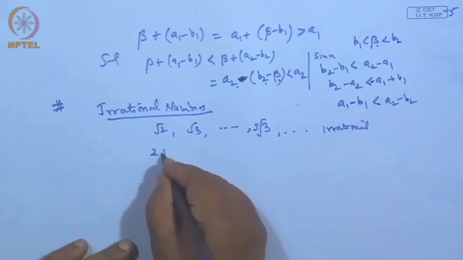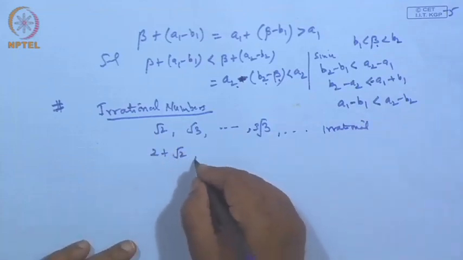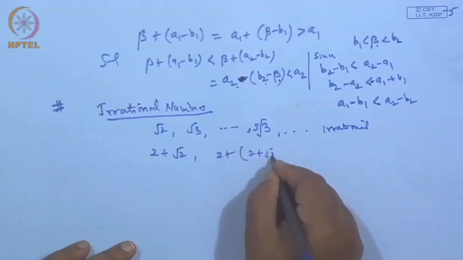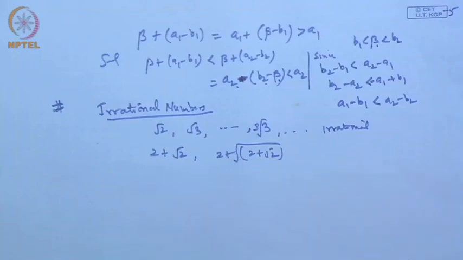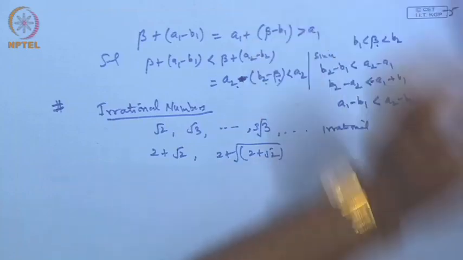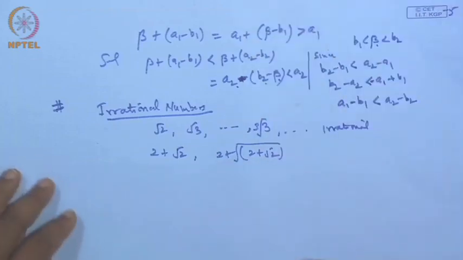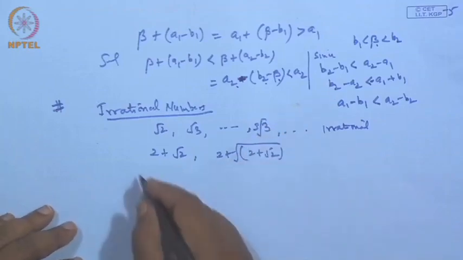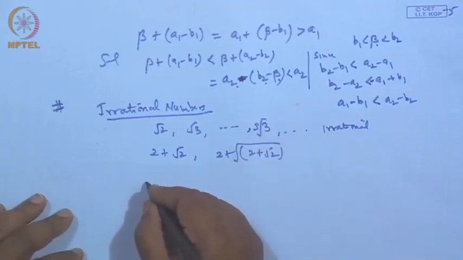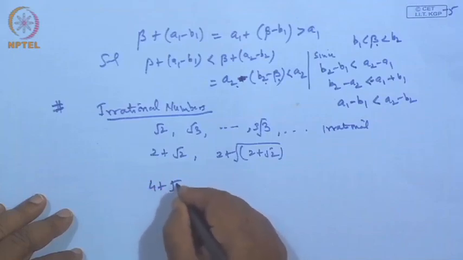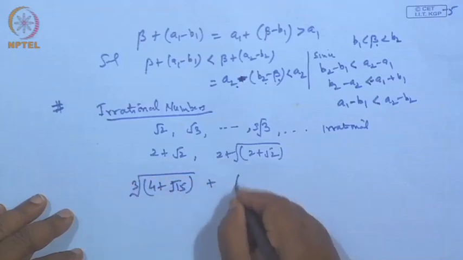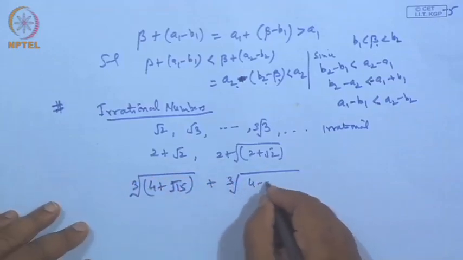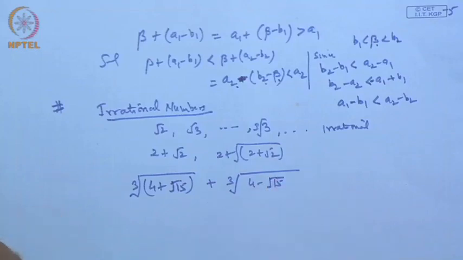And not only this, if I take 2 plus root 2, it will be an irrational number, or 2 plus root 2 and then root 2. This is also an irrational number, and in this way we can go further. So what it says is there are so many irrational numbers. Now, if we look at these numbers, suppose I take the number like this, suppose cube root of 4 plus root 15, plus cube root of 4 minus root 15. Suppose I take this number.